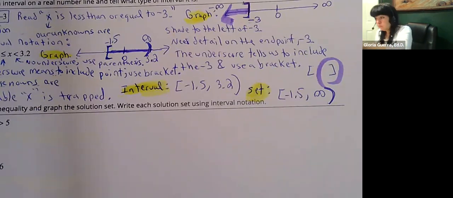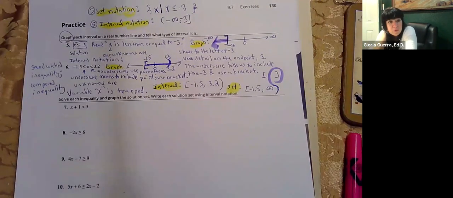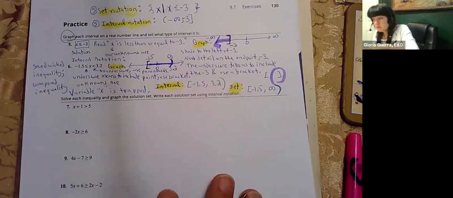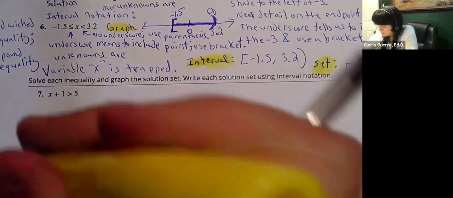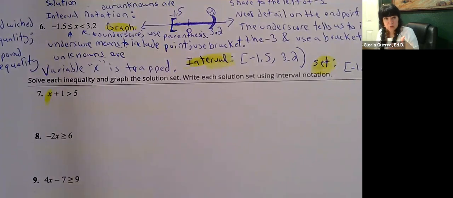Okay, so let's look at number 7. Solve each inequality and then graph the solution set using interval notation. So we're going to start solving these. If you look at 7, you want to solve for x. When I isolate x, get x by itself, you see how you have that +1 that's been added on to x. So you want to do opposites.